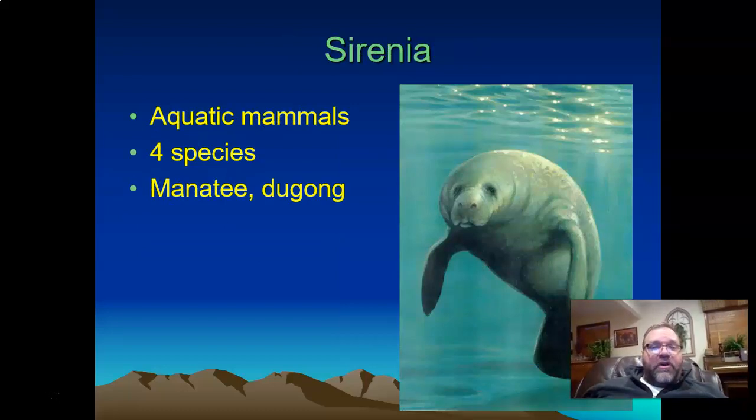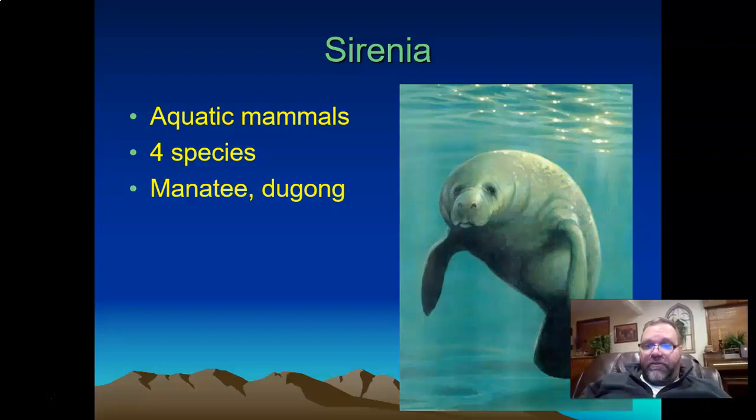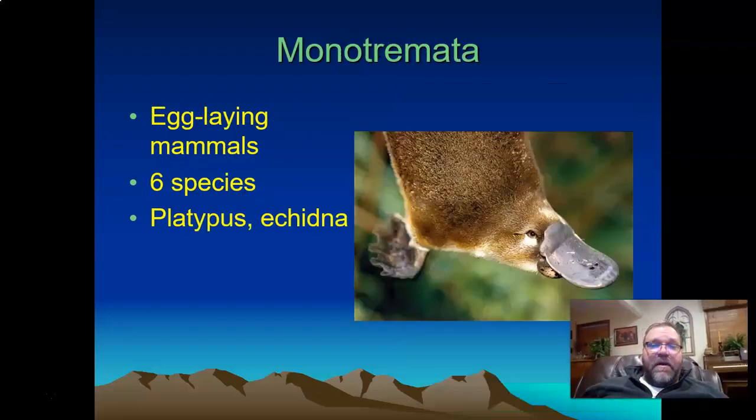Sirenia. These are aquatic mammals, mammals that live in the water, 4 species, like the manatee, that's a picture there, and the dugong, it's very similar to the manatee. Monotremata, these are egg-laying mammals. So if you're a mammal and you lay eggs, that's what you got. Platypus and the echidna, there's 6 species.